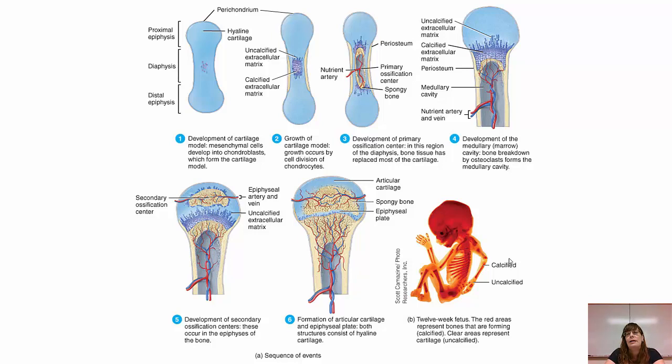And then, as I said, over time, that epiphyseal plate bone will continue to replace the cartilage. The child will continue growing, and over time, that epiphyseal plate will calcify itself. And when the child is done growing, that will become the epiphyseal line. And then you can see a 12-week fetus. You can see how much cartilage is actually still there. You have a lot of uncalcified areas.